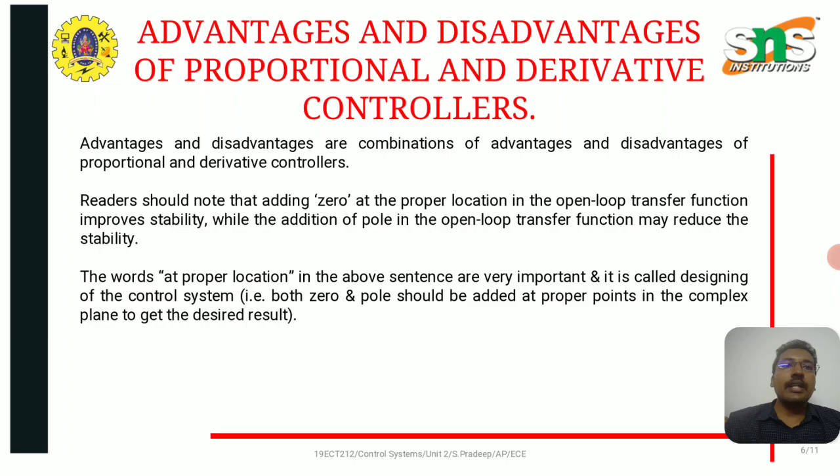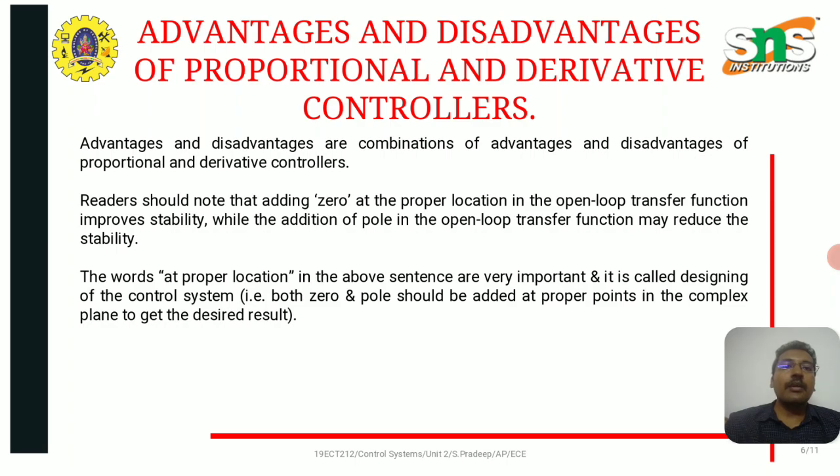The advantages and disadvantages of proportional and derivative controllers. Advantages and disadvantages are a combination of the advantages and disadvantages of proportional and derivative controllers. It should be noted that adding 0 at the proper location in the open loop transfer function improves stability, while the addition of poles in the open loop transfer function may reduce the stability.